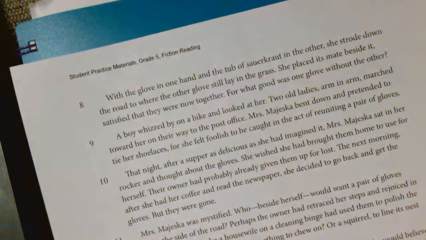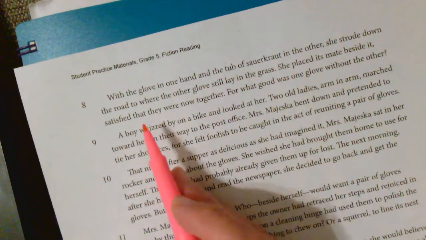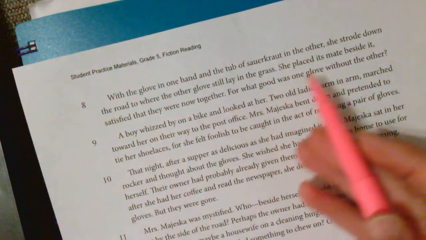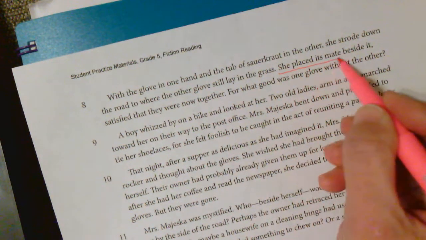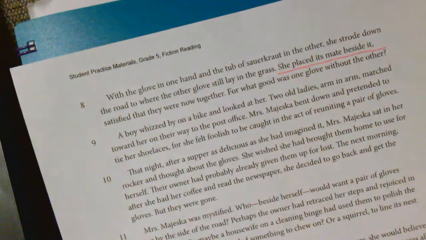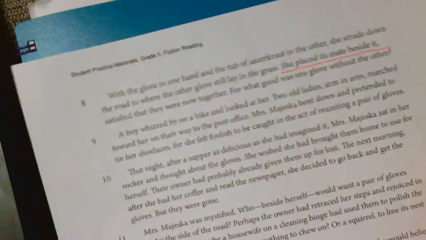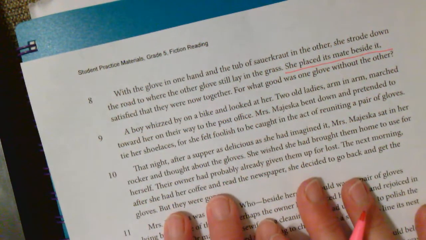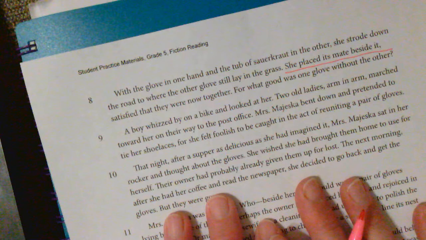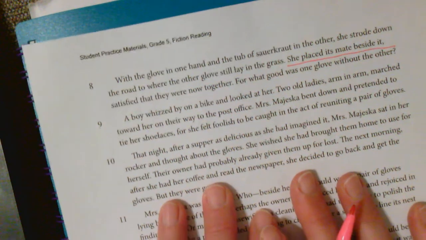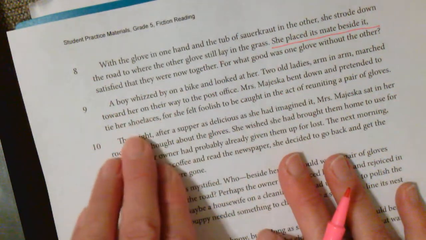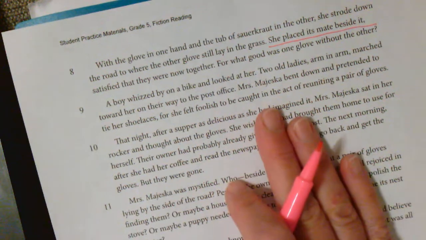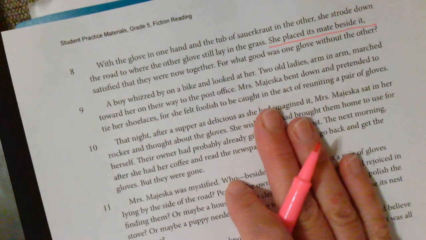So with that glove and the sauerkraut, she actually goes across the street and she places the mate beside it. Okay? She didn't want to leave them separate. She wanted them together. Again, that tells us a lot about the kind of person Mrs. Majeska is. Okay? So, this is interesting too. This tells us something else.